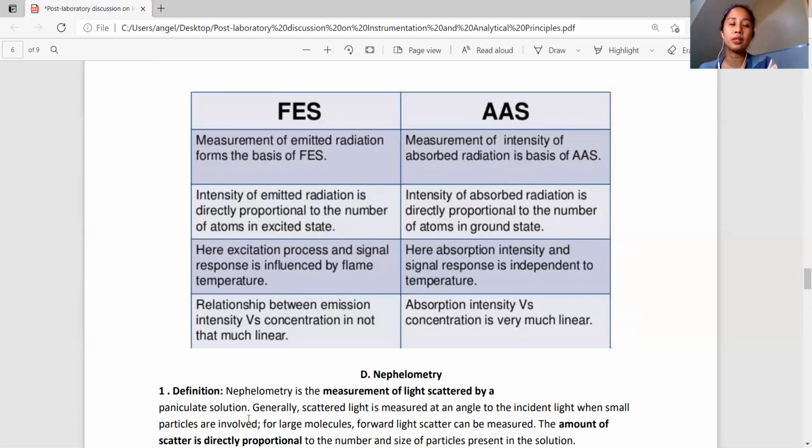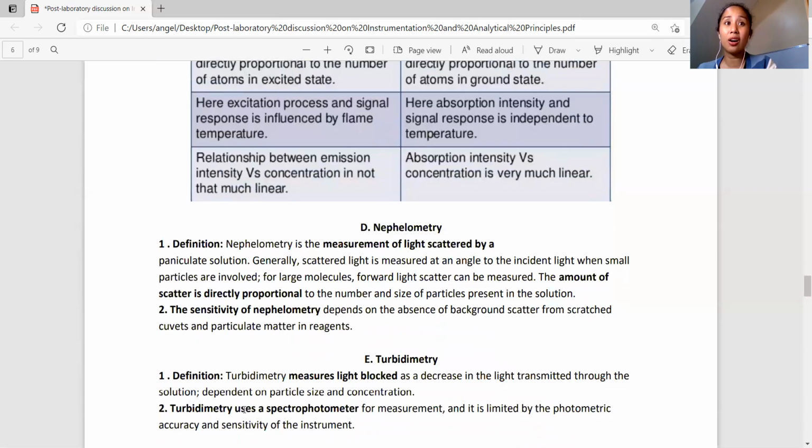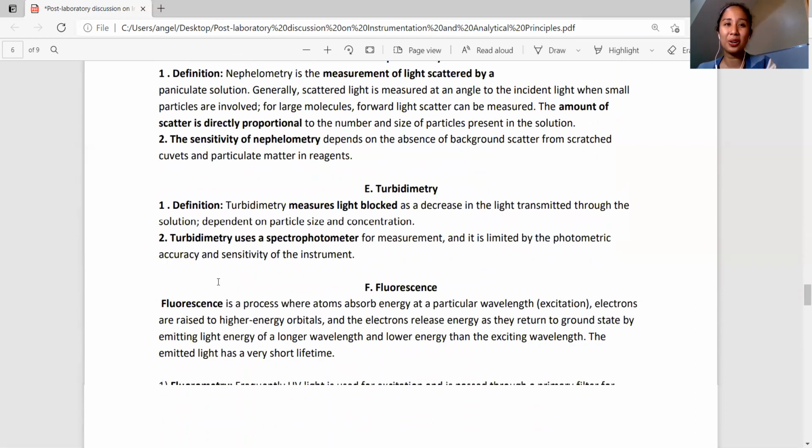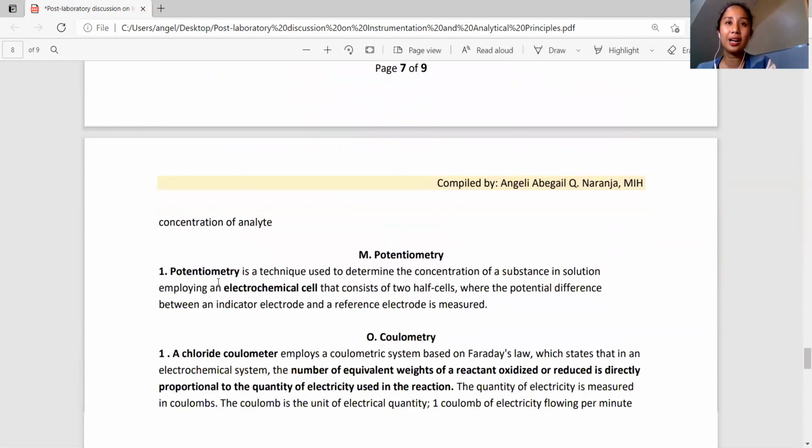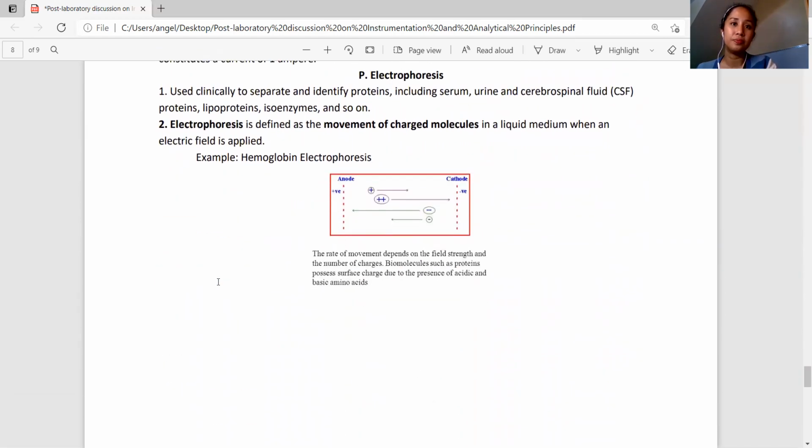Mga ganun, class. Nephelometry, the scattering of light. So, ang minimeasure niya, hindi yung absorption of light, but yung scattering of light. Yun, class, yun yung mga contents nito. So, class, kayang-kaya niyo yan. Hanggang chemiluminescence to.